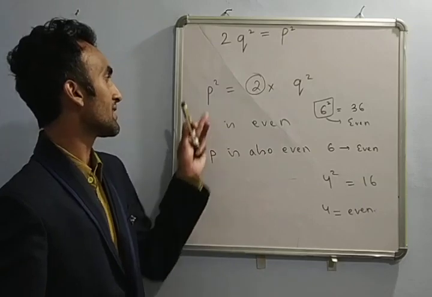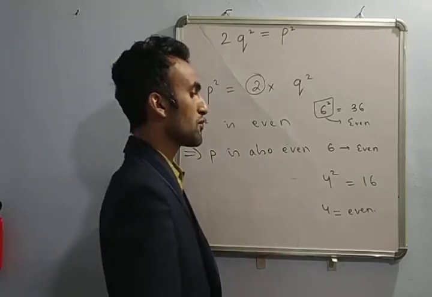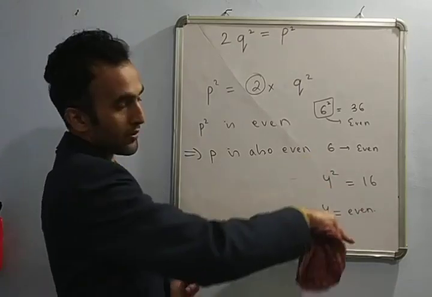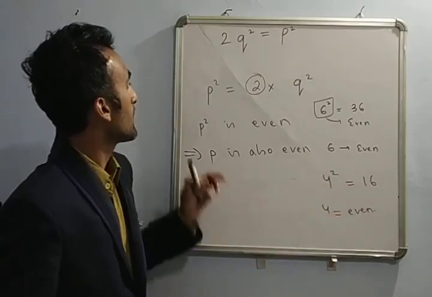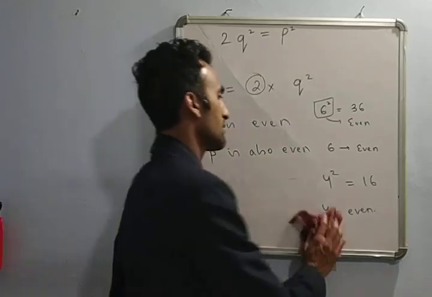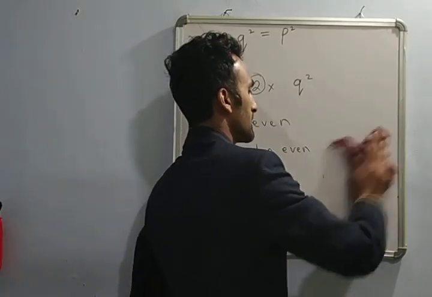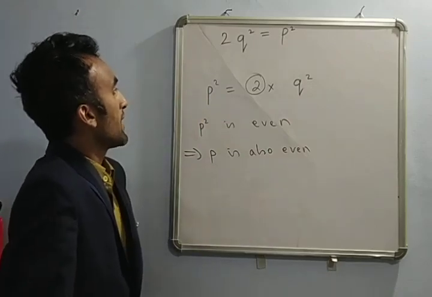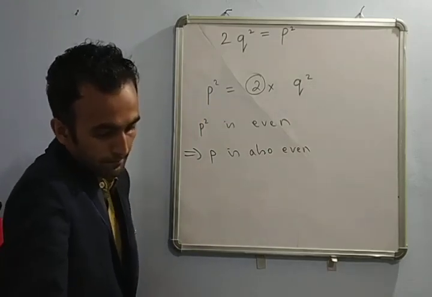Yes. See, here it is written in terms of letters. That's why you may not understand. But things are very simple. Try to understand. I always give you examples so that you can have a clear picture. Now, p square is even implies p is also even. Correct? Till here, you can just pause the video and note down whatever is written.